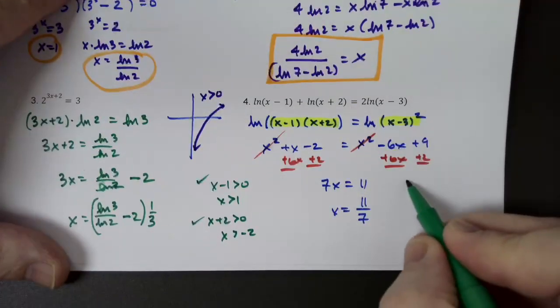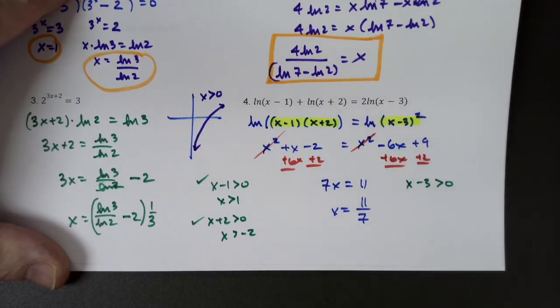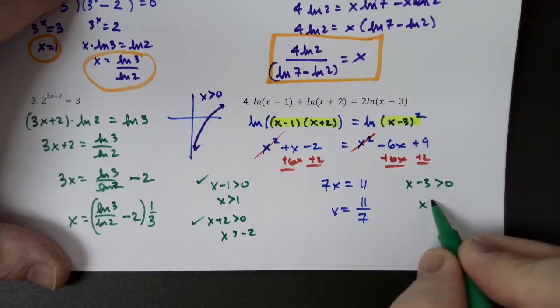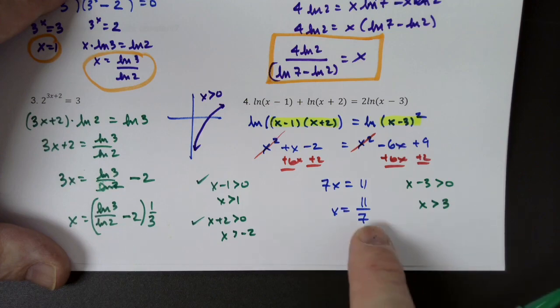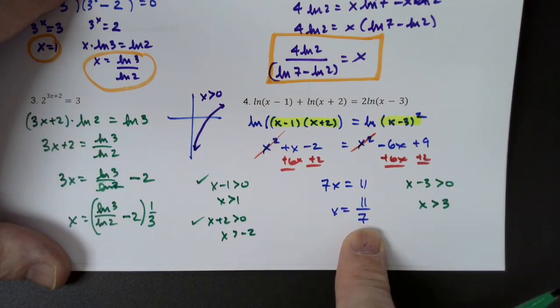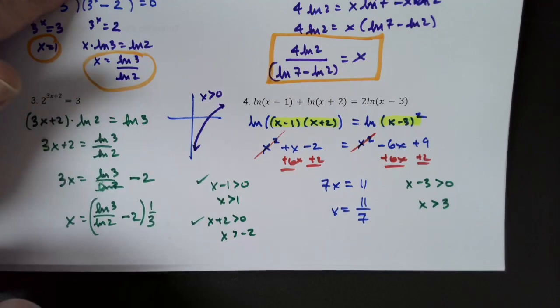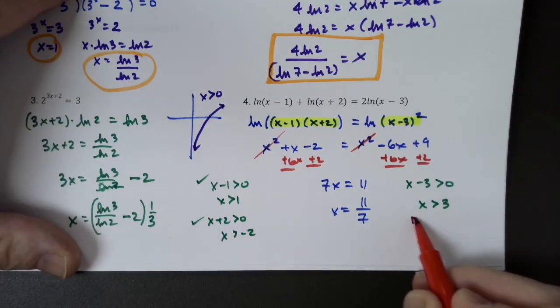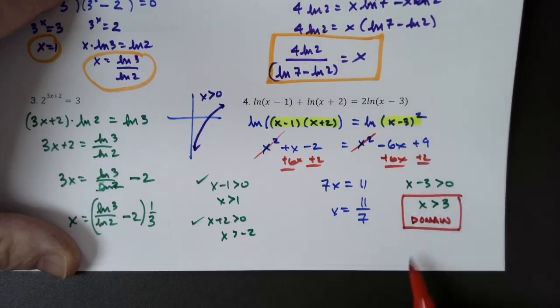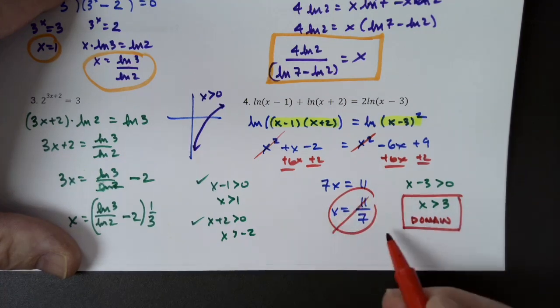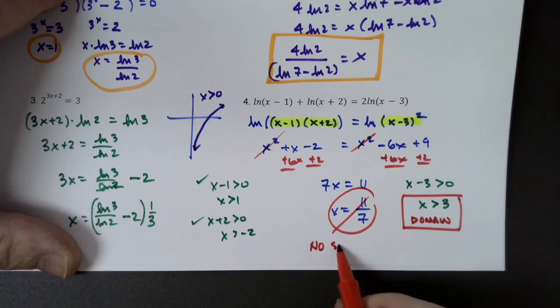In this one, the x minus 3 has to be greater than 0. Add 3 to both sides, and x has to, oops, I don't think 11/7 is greater than 3. We'd have to have more than 21/7 to be greater than 3. And in this case, with this as our domain, this does not work. So in other words, this is a no solution.